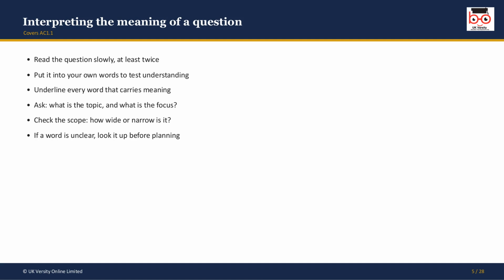Start by reading the question slowly, at least twice, and then put it into your own words to check you've really understood it. Underline every word that carries weight and ask yourself two questions. What is the topic, and what is the particular focus? Check the scope too, how wide or narrow the question is. And if any word is unclear, look it up before you plan, not halfway through writing.